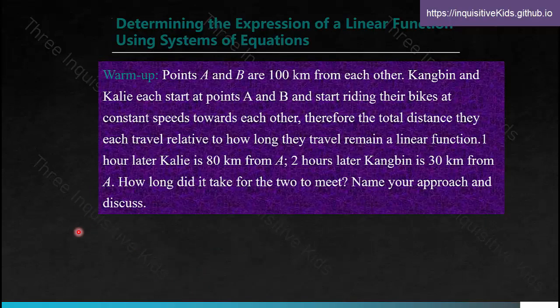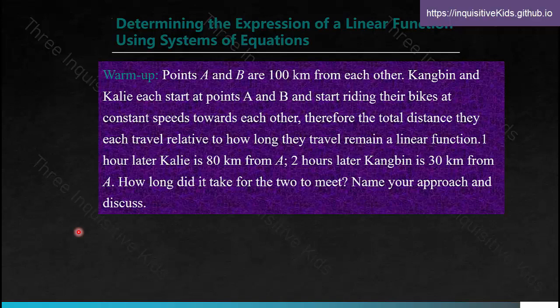Determining the expression of a linear function using systems of equations. Let's do a warm-up. Points A and B are 100 kilometers from each other. Common and Kaylee each start at points A and B and start riding their bikes at constant speeds towards each other. Therefore, the total distance they each travel relative to how long they travel remain a linear function.